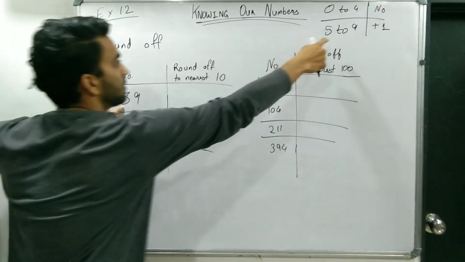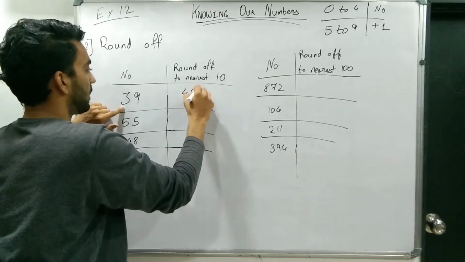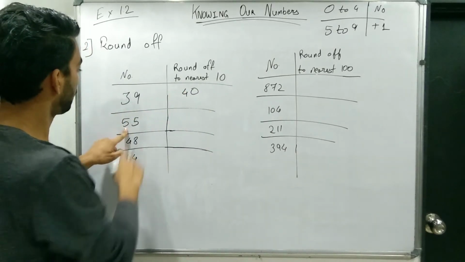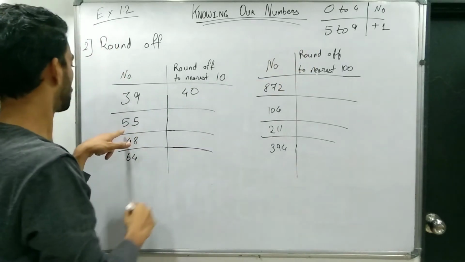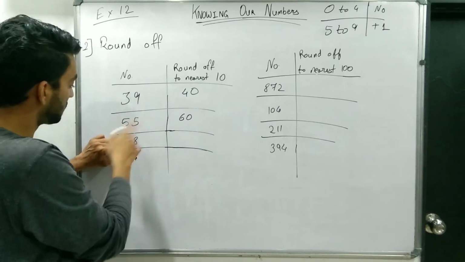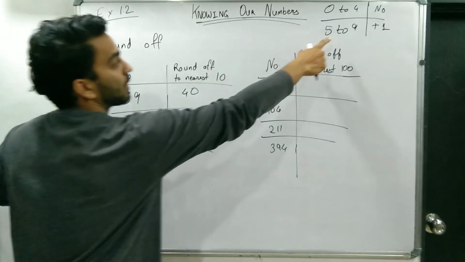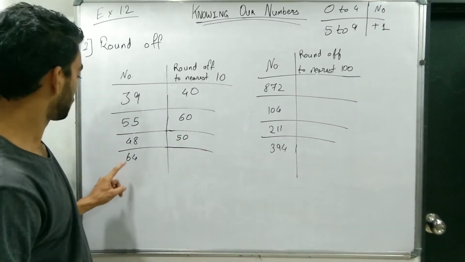So 9 is in the second group, so we have to add here 1. So 3 plus 1 is 4 and this will be 0. Next, the 10's place is 5, the next digit is in the second group again. So 5 plus 1 is 6 and this will become 0. The 10's place is this, the next digit is 8, which is in the second group again. So 4 plus 1 is 5, 0.